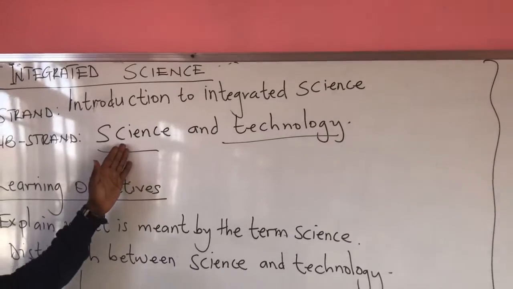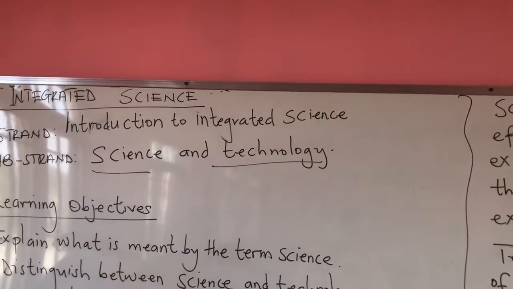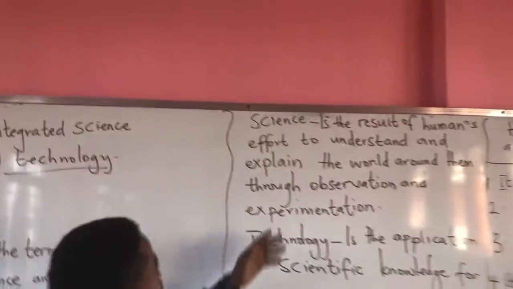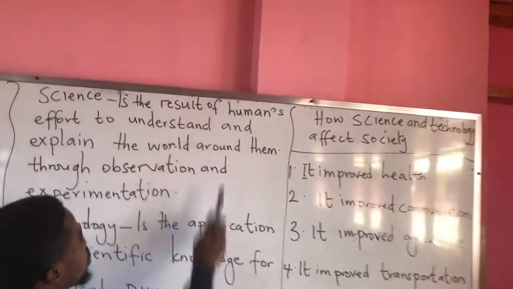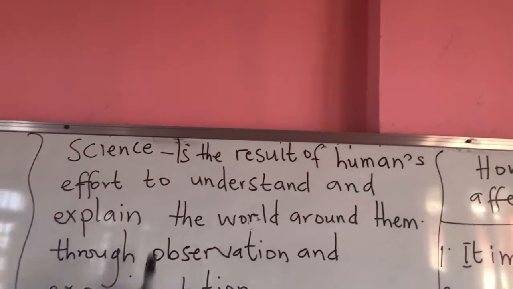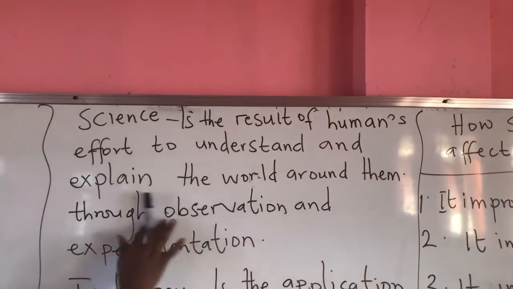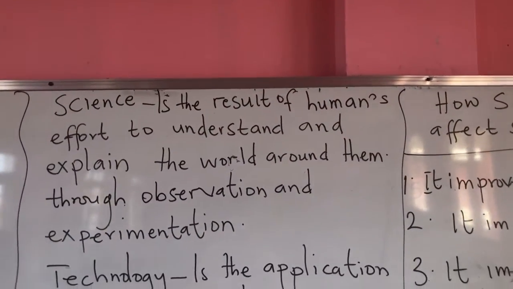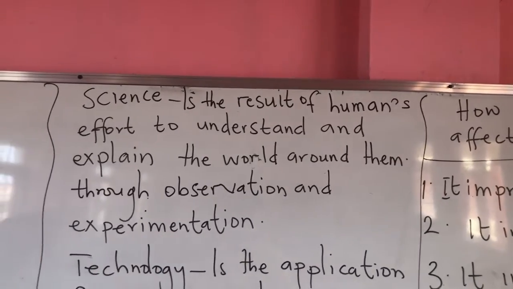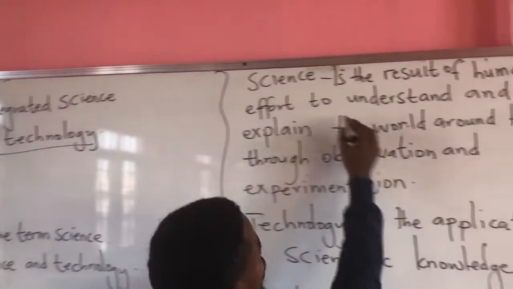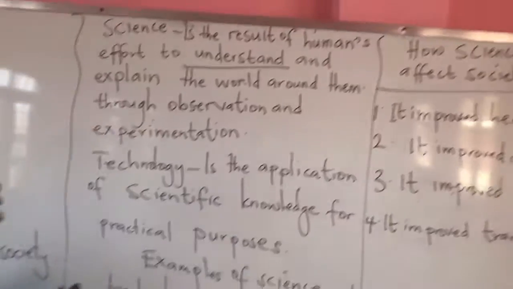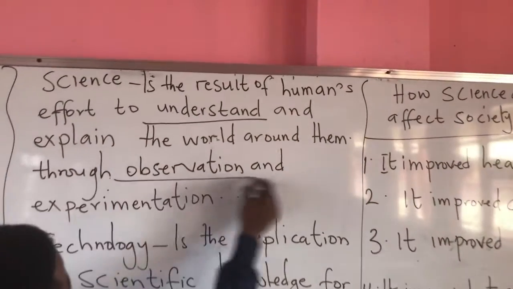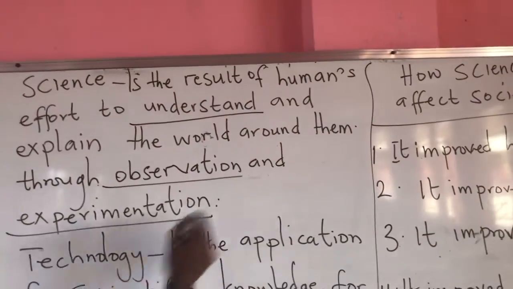Now, first of all, we want to know the definition of science. What is science? Science is the result of humans' efforts to understand and explain the world around them through observation and experimentation. So we underline the key words: understanding, observation, and experimentation.